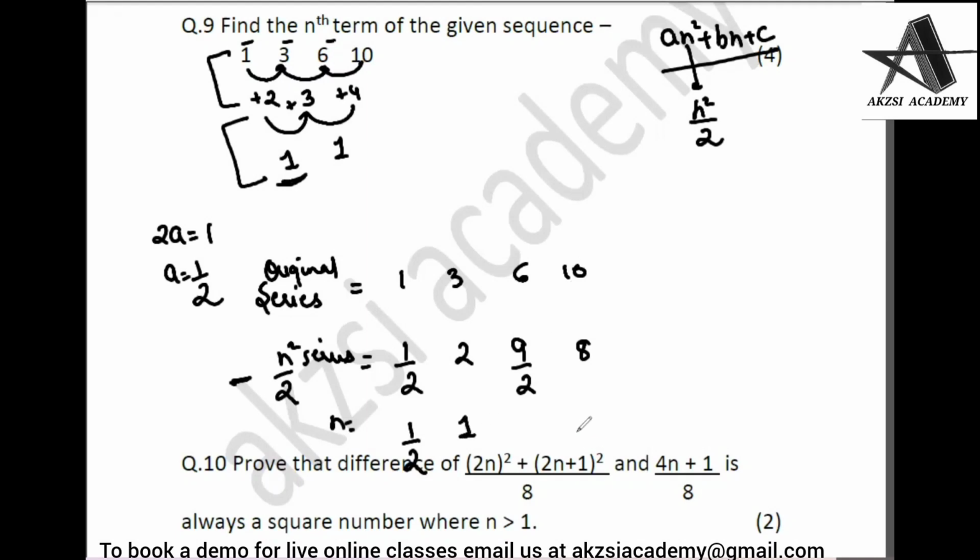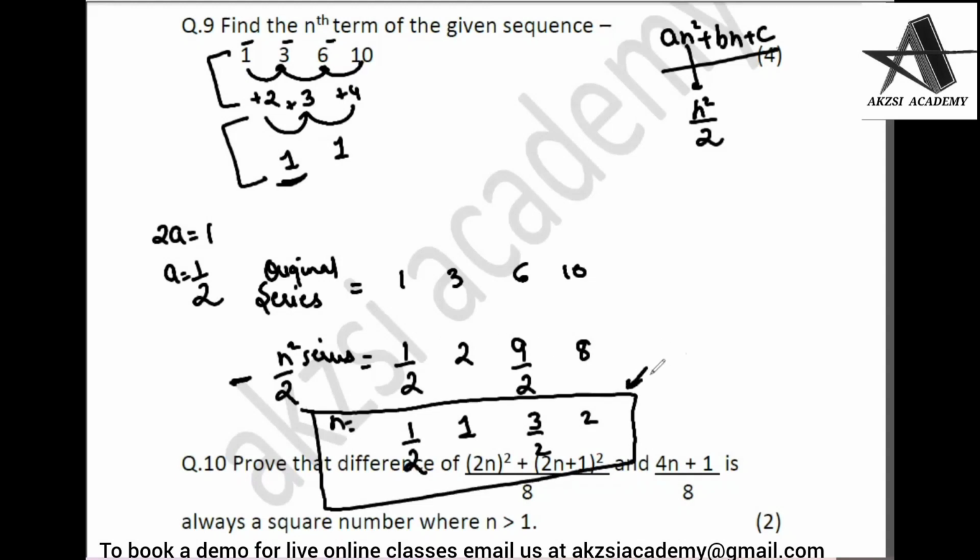6 minus 9 by 2, 3 by 2. 10 minus 8, 2. This is now our new original series where we have to focus. This is the new series. And now we have to repeat exactly the same process that we did previously.